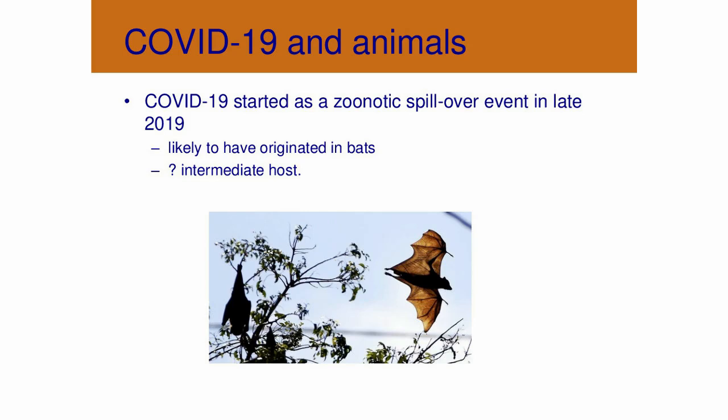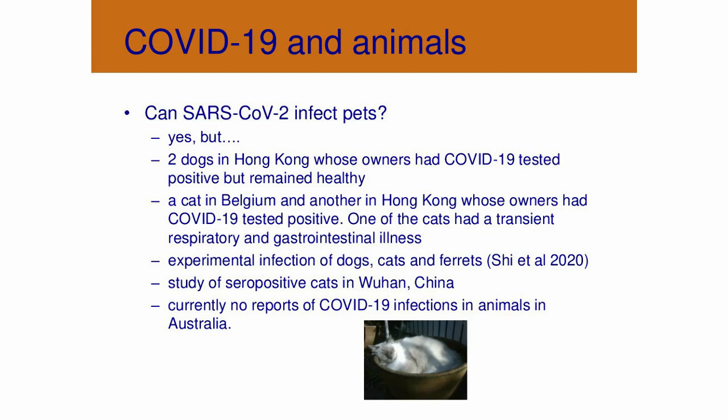Now, it's not clear whether the spillover event that allowed the COVID-19 virus to jump to humans occurred directly from a bat to a human, or whether it occurred via an intermediate host. So animals such as pangolins have been suggested as a possible intermediate host. With SARS, it was civet cats, and with MERS, it's dromedary or the one-humped camels that are considered the intermediate host. So a question that health and veterinary authorities are considering at the moment is, can SARS-CoV-2 infect pets?